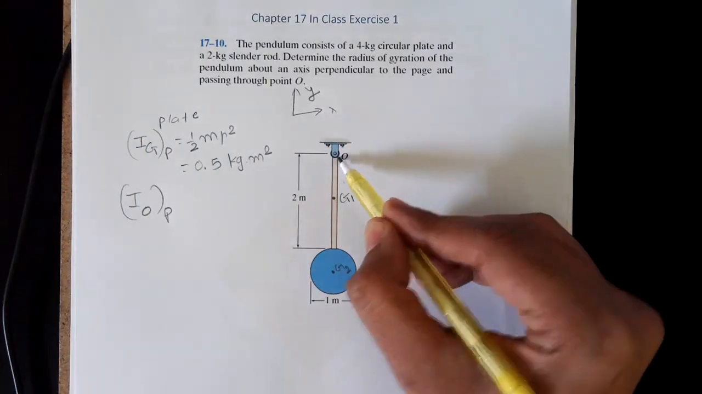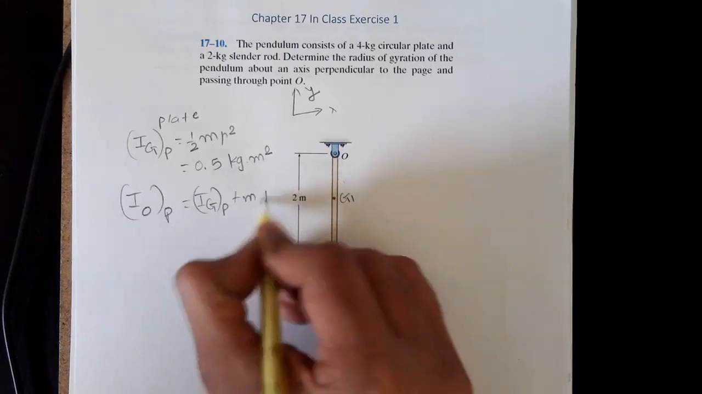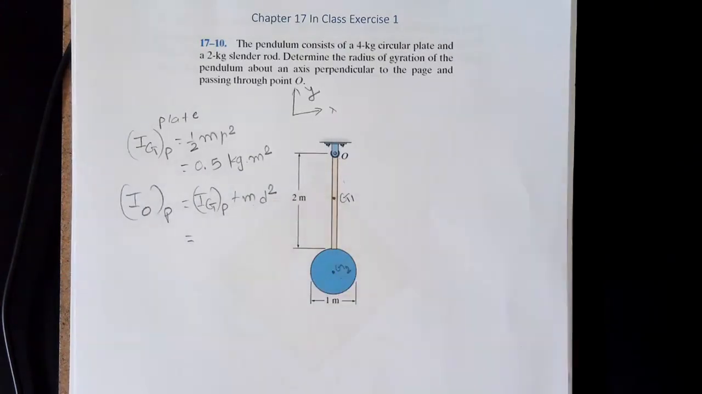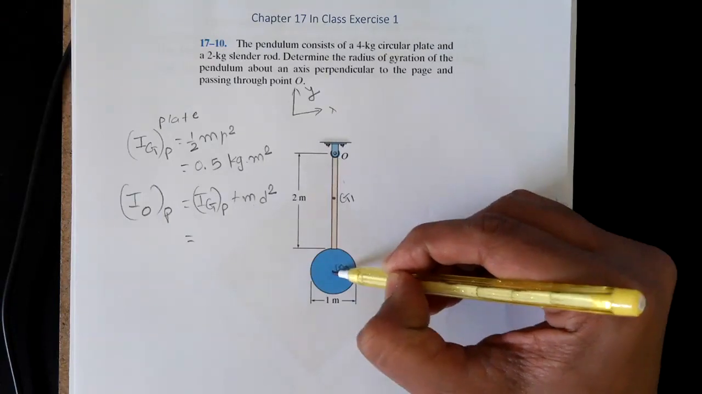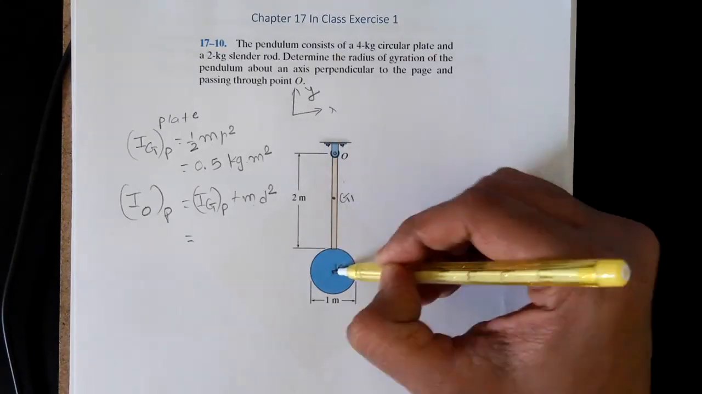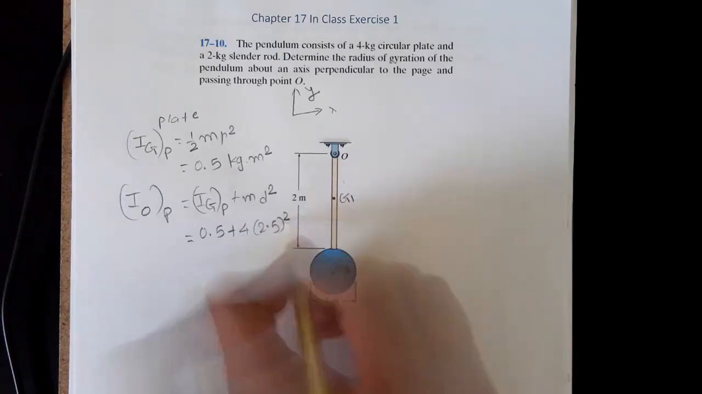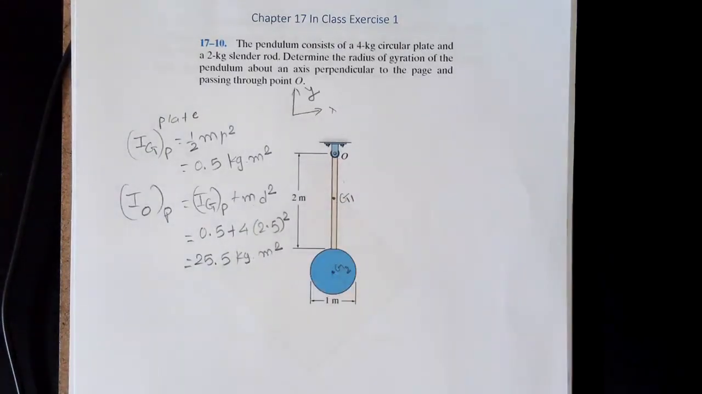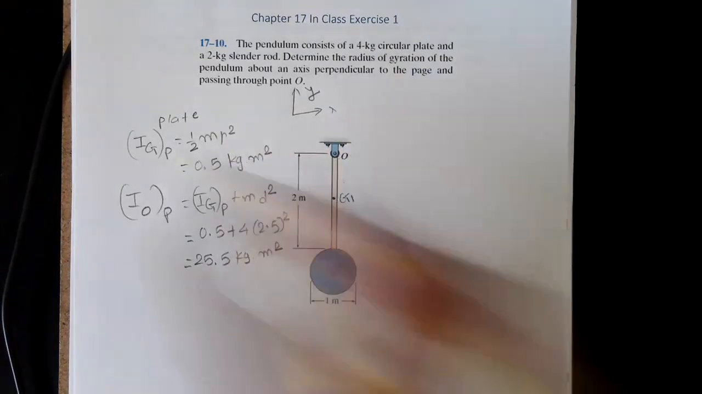Now for the moment of inertia with respect to the axis that goes through O, the center of rotation, for the circular plate, we need to apply the parallel axis theorem. So it's I_GP plus m d squared, where I_GP is 0.5 that we already calculated, m is the mass of the plate, which is 4 kilogram, and d is the distance between the two axes. So that is the distance between the mass center of the circular plate and point O, which is 2 meters plus 0.5 meters, so 2.5 meters. So this is 0.5 plus 4 times 2.5 squared, which is 25.5 kilogram meter squared. Okay, so this is the moment of inertia of only the circular plate with respect to O. Next, we need to do the similar thing for the thin slender rod.